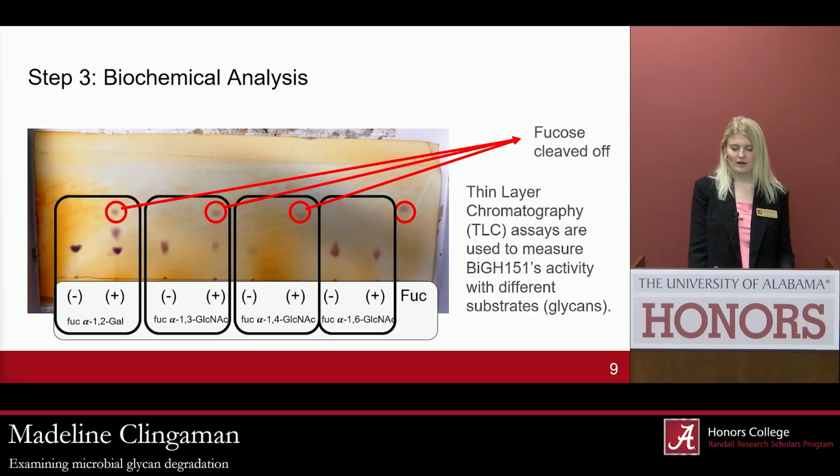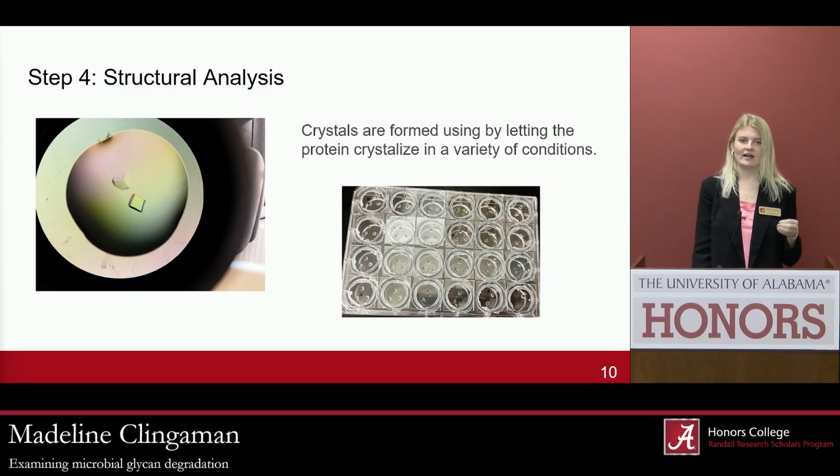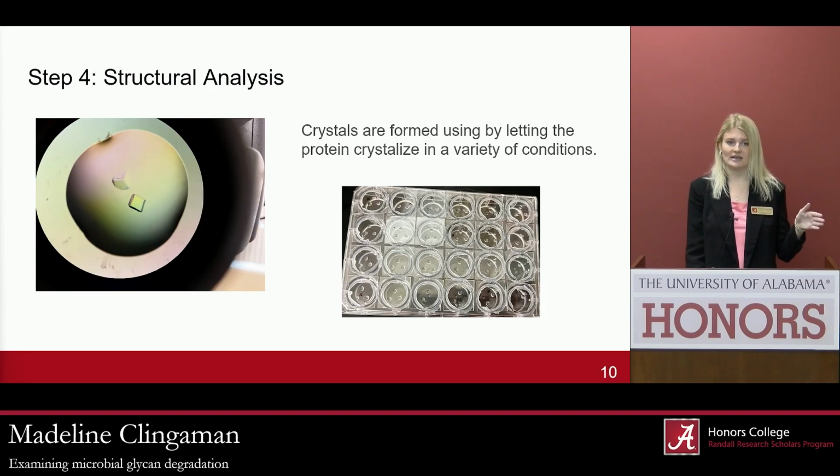So this tells you the biochemical activity of this protein and tells you kind of what specific bond this protein can cleave. And then on to structural analysis. So your biochemical analysis tells you what the protein does, and your structural analysis tells you what the structure of the protein is and how the structure of this protein serves the function of this protein. So it kind of explains why your protein is able to cleave certain bonds and not others. So we use crystallography as a way to gather structural data.